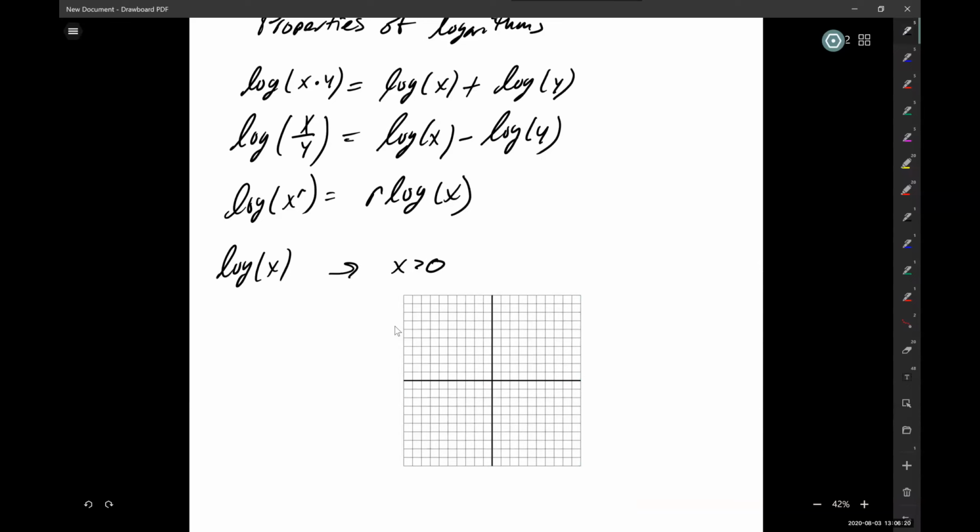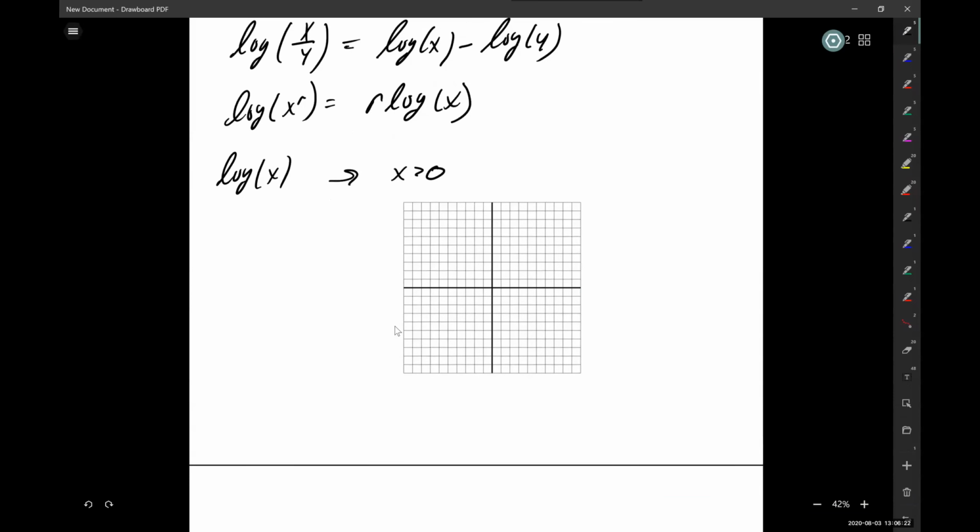So in general, if we're looking at the log of x, that has a vertical asymptote at 0. And it looks a little something like this. We have that same thing, where one part of the graph moves away from the vertical asymptote, one part of the graph moves towards the vertical asymptote. Here, in this case, we have a vertical asymptote.